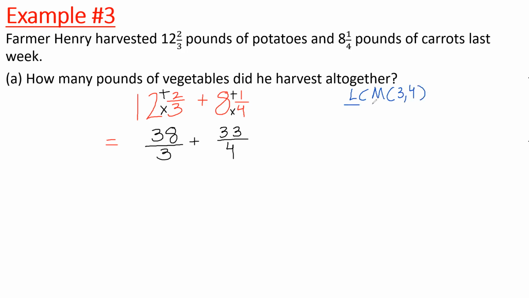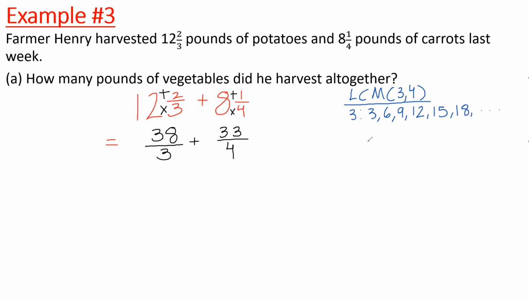And so how do we do that? Well, we're going to list the multiples of 3. The multiples of 3 are going to be what? 3, 6, 9, 12, 15, 18, and the list goes on and so on.